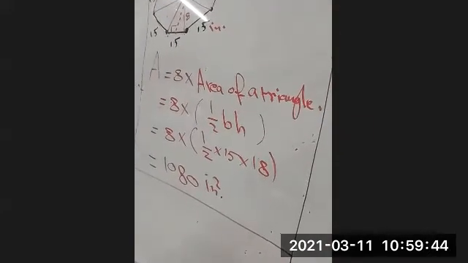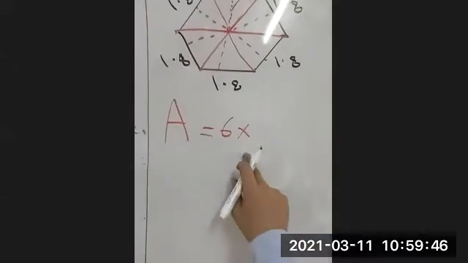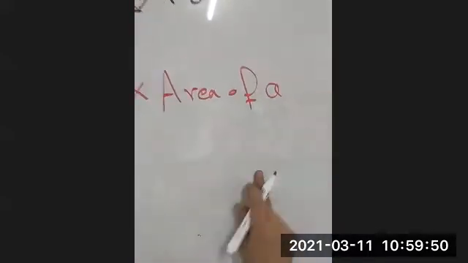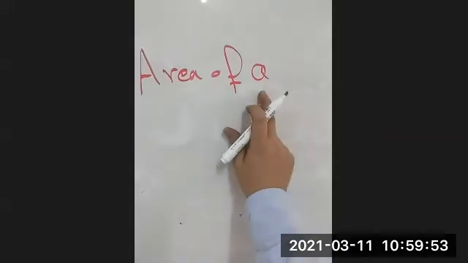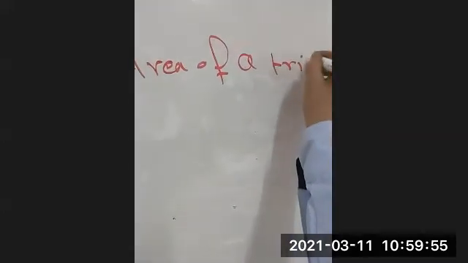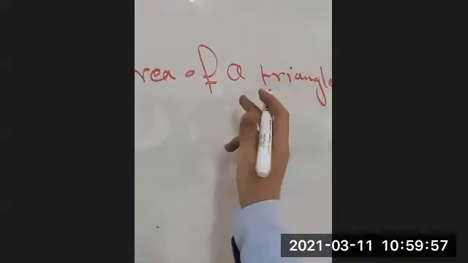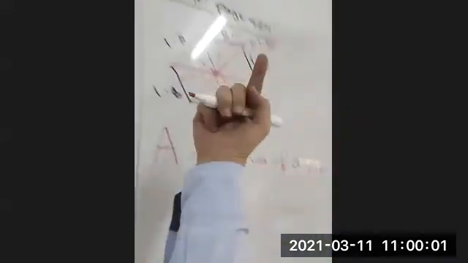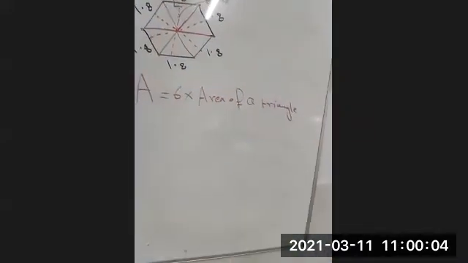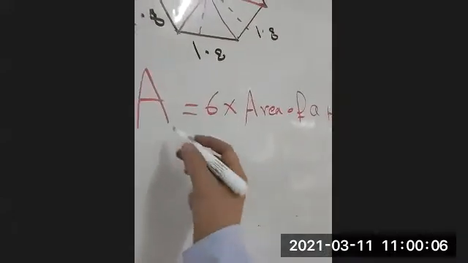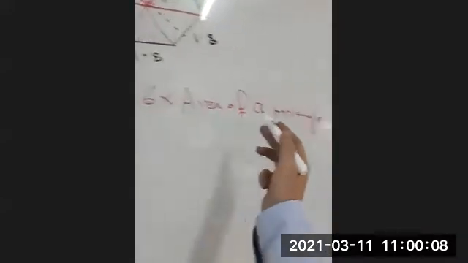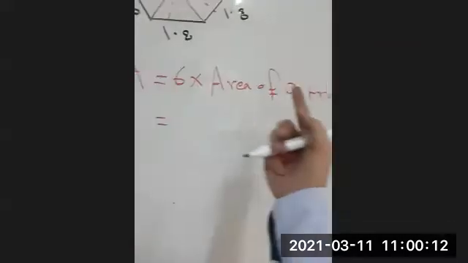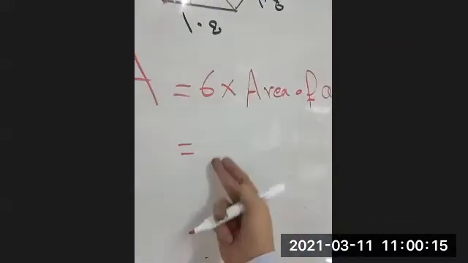Yes, the area of a triangle. Good. 6 multiply area of a triangle. Don't forget this, it's important. By a triangle, it's enough to find the area of one triangle. Equal. If you wrote the first step correctly, the next step will be clear. The 6 comes down.